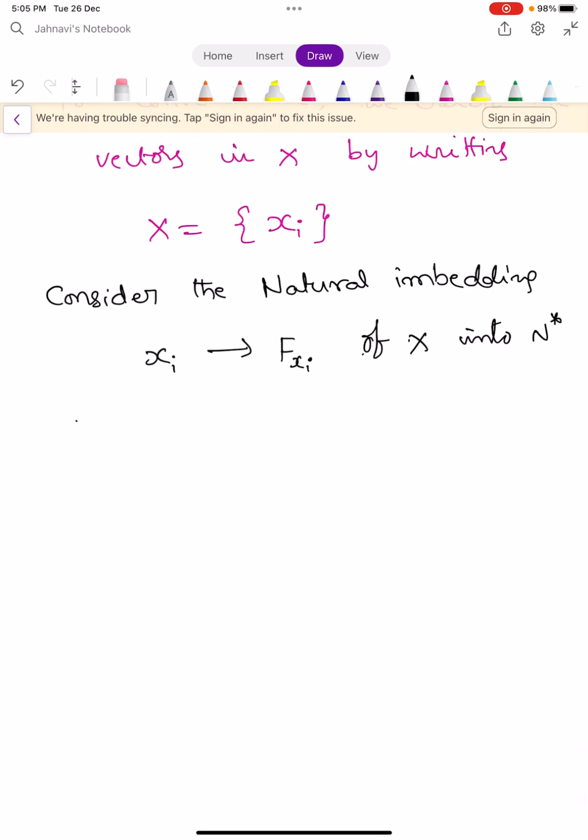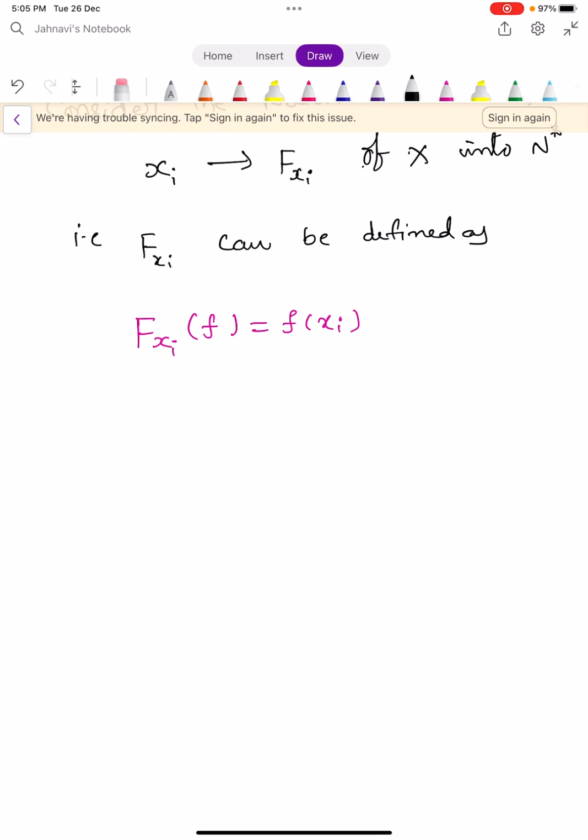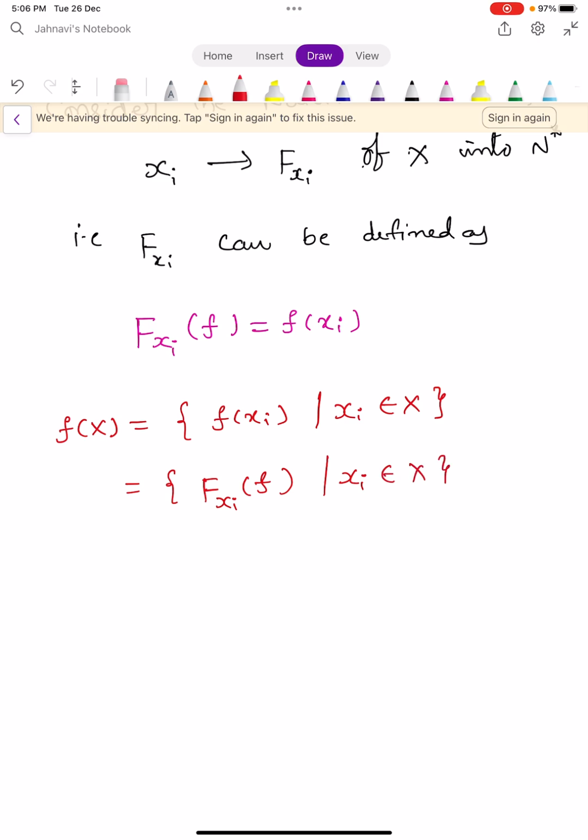That is, Fxi can be defined as Fxi of small f is equal to f of small xi. So by applying this definition, you can write f of capital X is equal to f of xi such that each xi belongs to capital X, which is equal to Fxi of f such that each xi belongs to capital X.